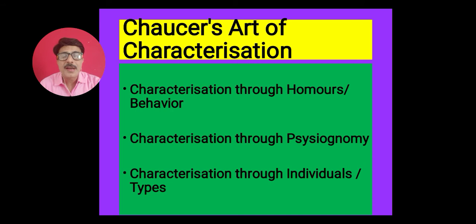Chaucer's art of characterization, if we discuss, then these three criteria are very important, because Chaucer has described and developed his characters by, number one, presenting their behavior, their humors, their physiognomy. By physiognomy means physical appearance, by giving details about how they are looking. And number three, by presenting them as individuals, or by presenting them as typical characters, as types.